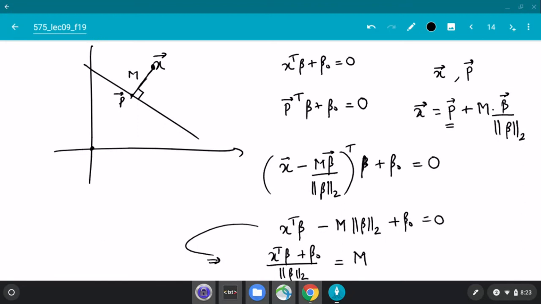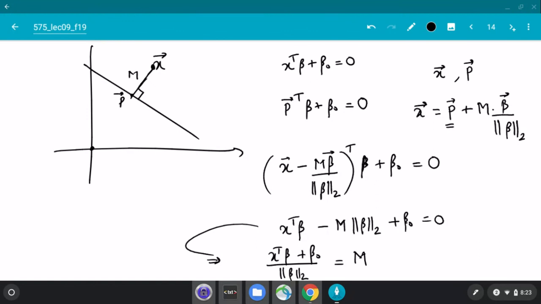Now remember, m was the distance of the point x to the plane. So here is the closed-form expression. We just derived something that we should know from geometry, which is how far a point is from a plane. It's just that point transpose beta, the parameter of the plane, plus the offset, divided by the norm of that normal vector to the plane. So this is a known result.